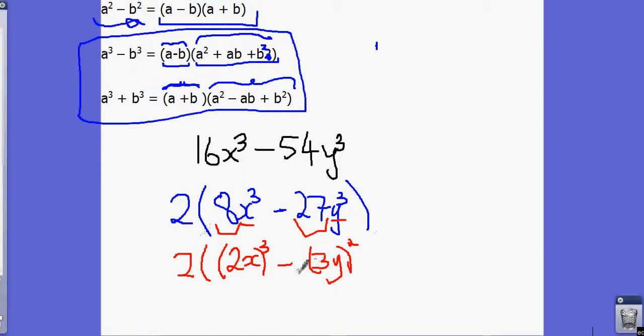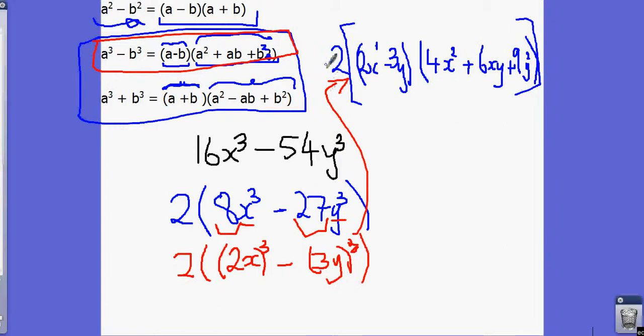Okay, so now we've got this written. Our factor 2 is still here. 8x cubed we know is 2x all cubed. 27y cubed we know is 3y all cubed. So now we have it written as the difference of two cubes: something cubed taking away something cubed. And then we can just apply our formula. The result we get is 2 times (2x minus 3y) times (4x squared plus 6xy plus 9y squared).